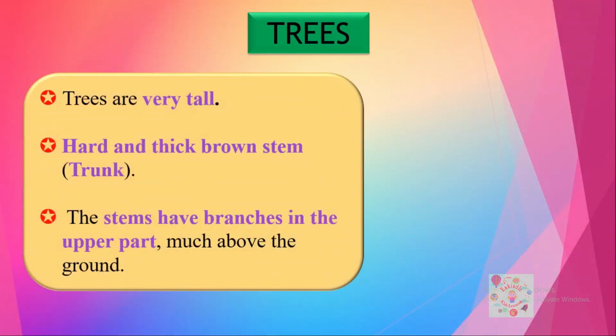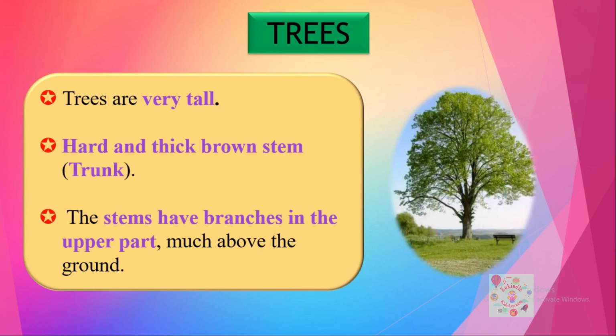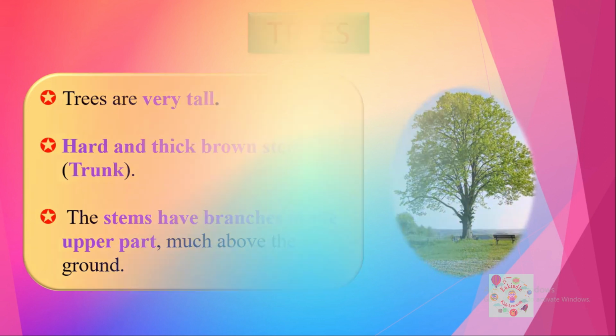What are trees? Trees are very tall. They have hard and thick brown stem, which is also called as trunk of the tree. The stem have branches in the upper part, much above the ground. As you can see in this picture, it is very tall. It has hard and thick brown stem and the branches are much above the ground, mostly in the upper part of the tree.